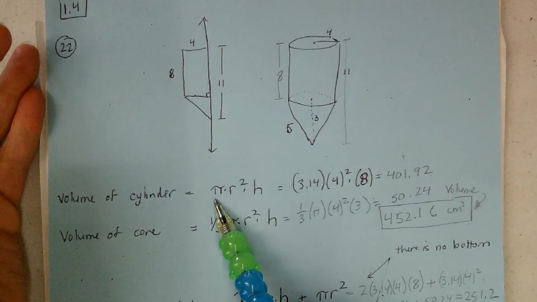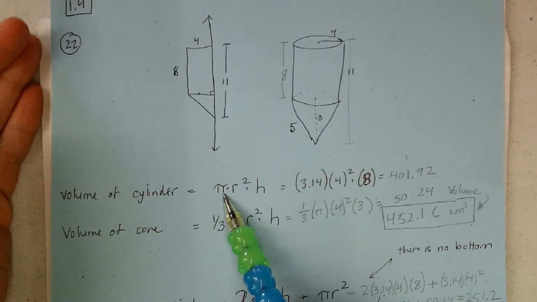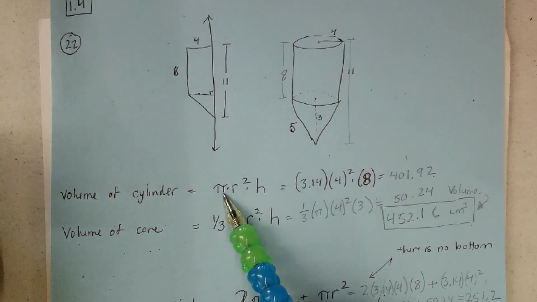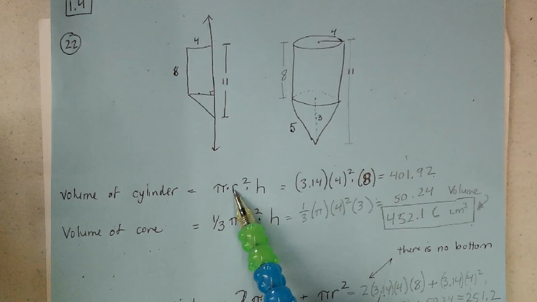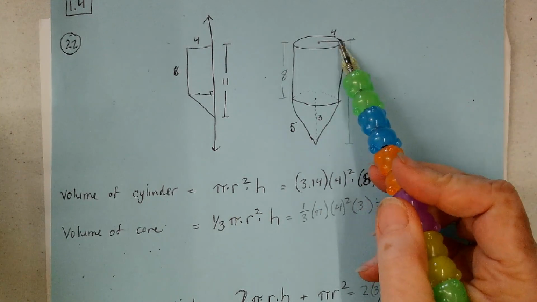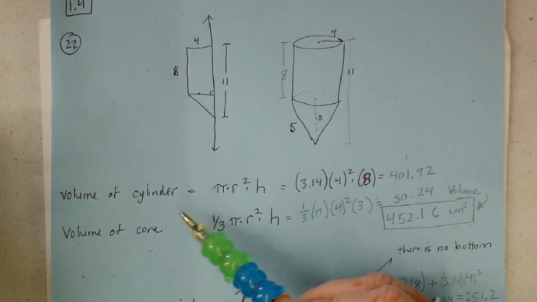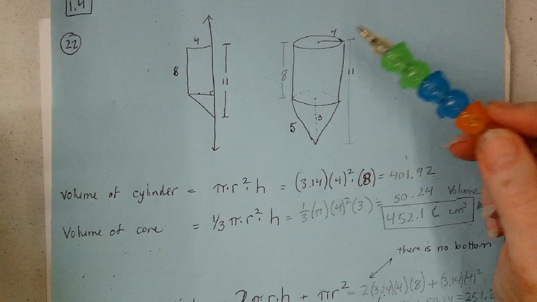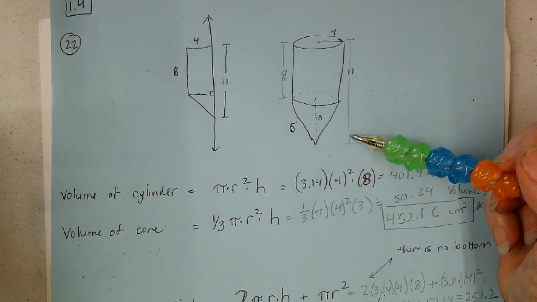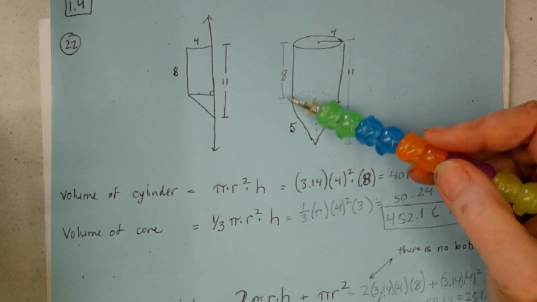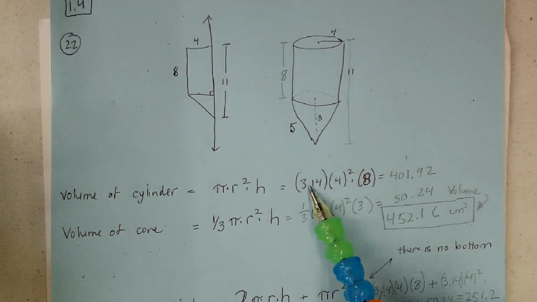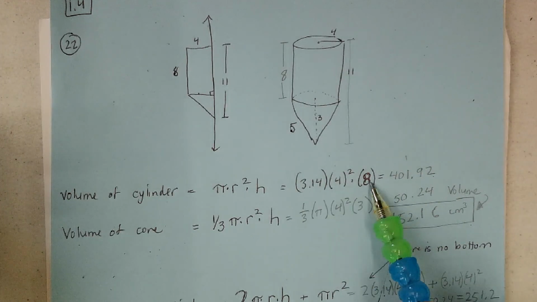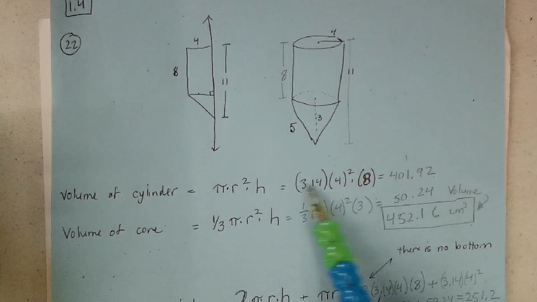So I have to identify what part goes where. Pi, I'm just going to use 3.14 for it. R is radius, so that's always going to be 4. My height of my cylinder is going to be, I almost made a mistake and said it was 11, but it's really only 8. So you just plug them in, and that's how you can get the volume.